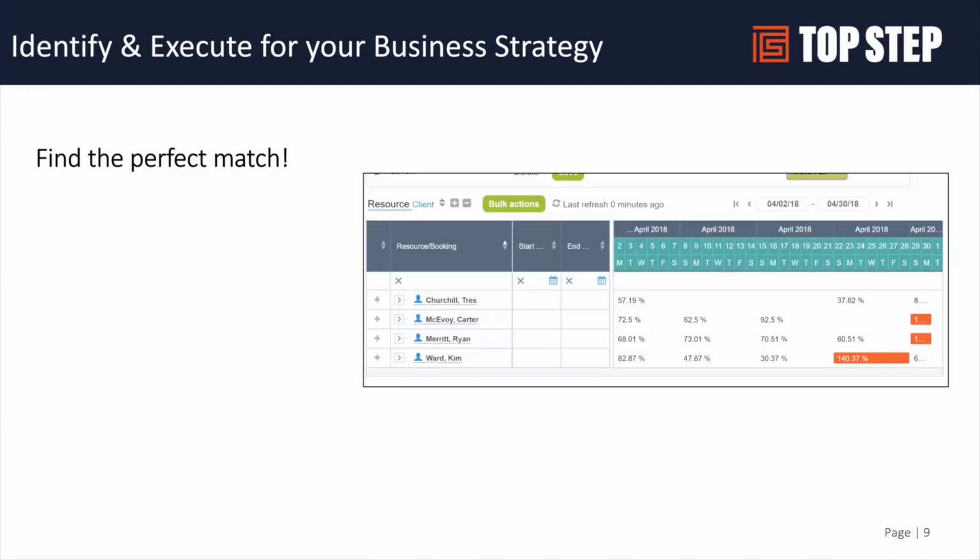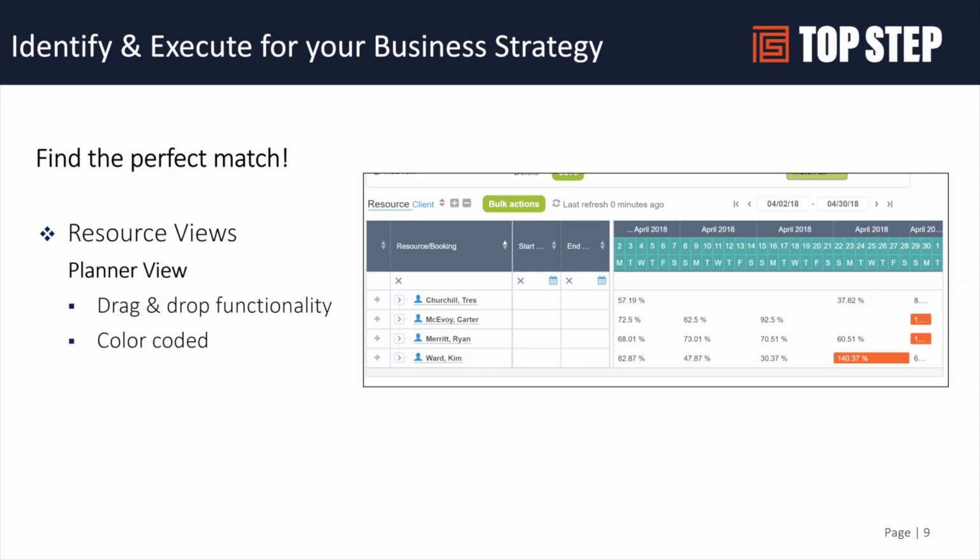So the next view that we use for looking for available resources is the resource planner. This view has got some good options as well. You get the drag and drop functionality, as well as the ability to see it color coded, and then you quickly see percentage as well. And from this view, the nice thing is you can actually drill down into the details. Let me pull that up real quick.